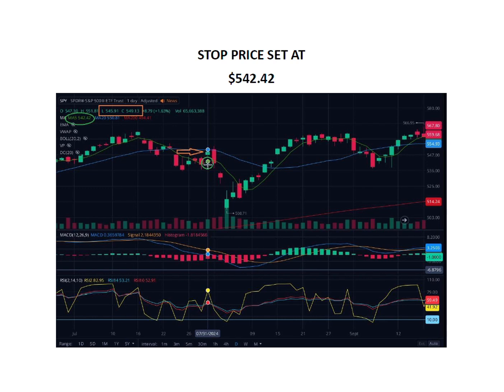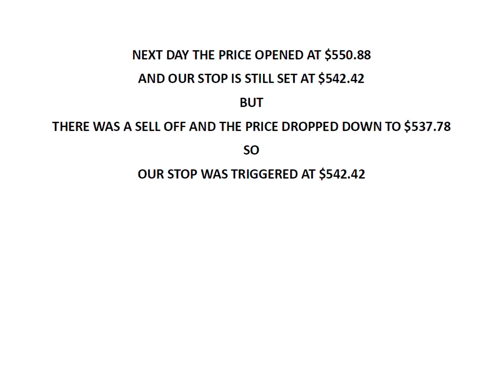The candle's up here above the green line. I put my stop on the green line. So I've got my stop there at 542.42. The next day, the price opened at 550.88, but my stop is at 542.42. So if the price is still higher than my stop, I'm still in the play. As long as that price does not get at or below 542.42, which is where my stop is, I'll stay in the play. If it does go to 542.42 or below, it will kick me out at my stop price.